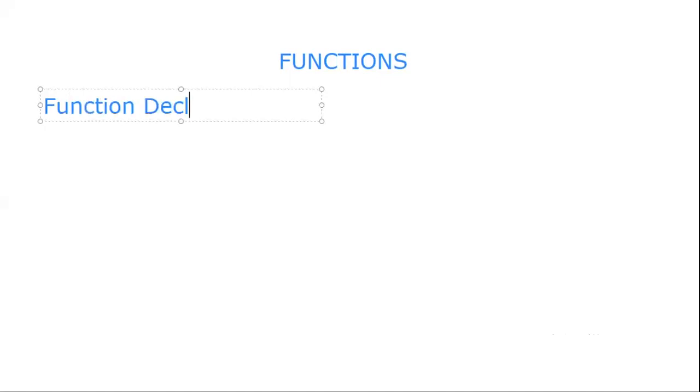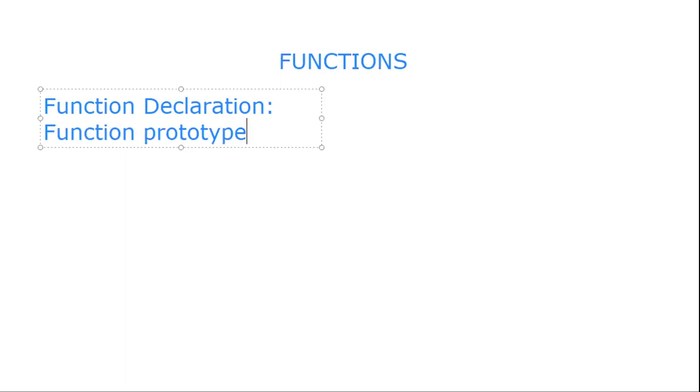So here we will see. First one we just saw, function declaration, right? Where we are defining function definition. Function declaration is nothing but the first statement. It is called as function prototype.